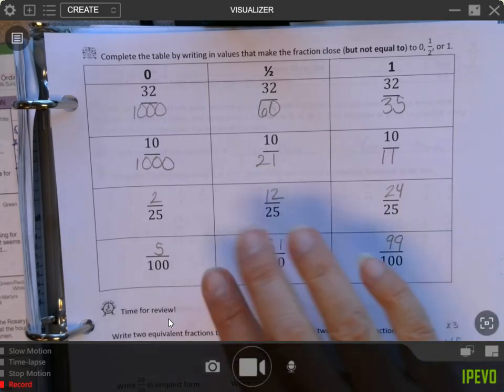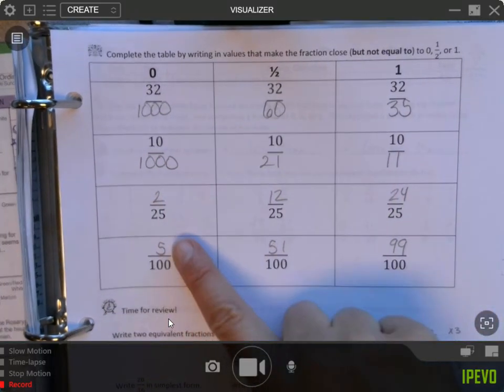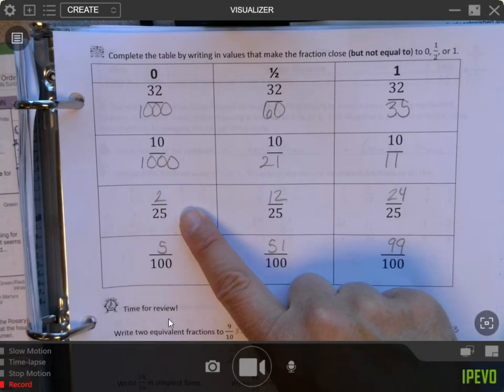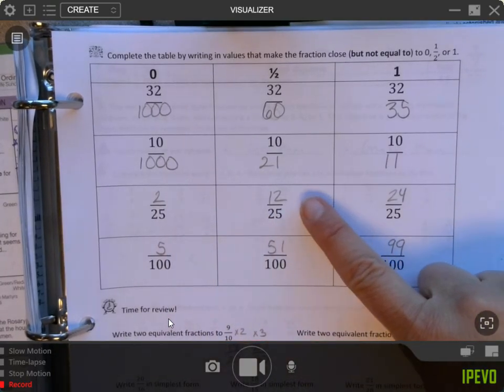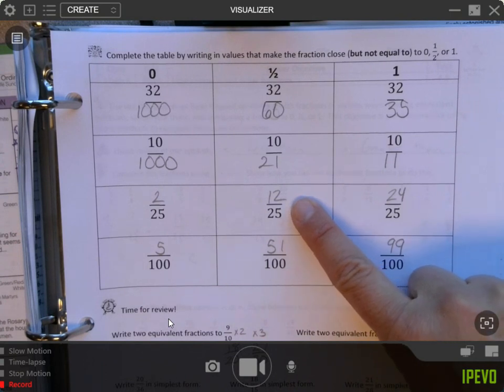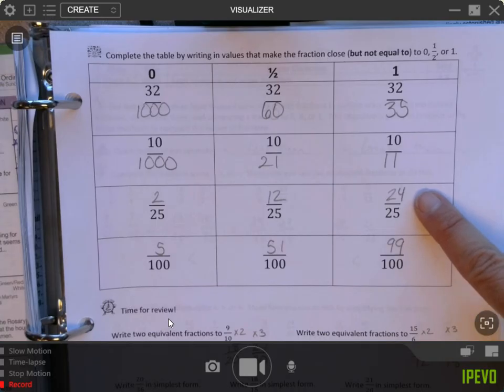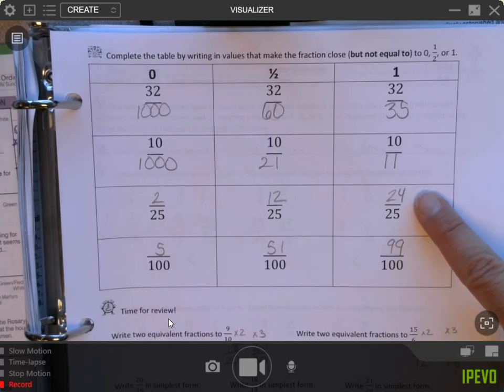26/25. So I haven't done that row yet. I just did this row. Now let's do that row. So close to 0 would be 2 over 25. Close to a half would be 12 over 25, because the halfway point is 12.5. And close to that 1 whole, on the answer key we have 24 over 25.